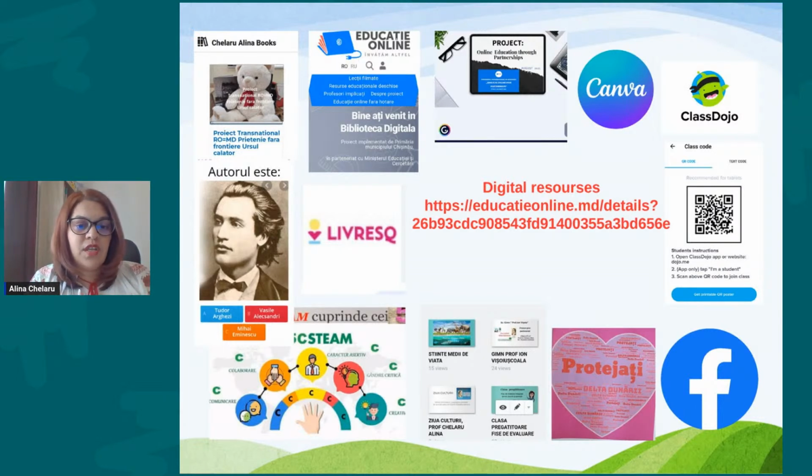Canva was presented by Ivana Timaru, and I also presented Class Dojo, as I said, and how to transform a PowerPoint or a PDF into a book on the Calameo platform. They had to present also.